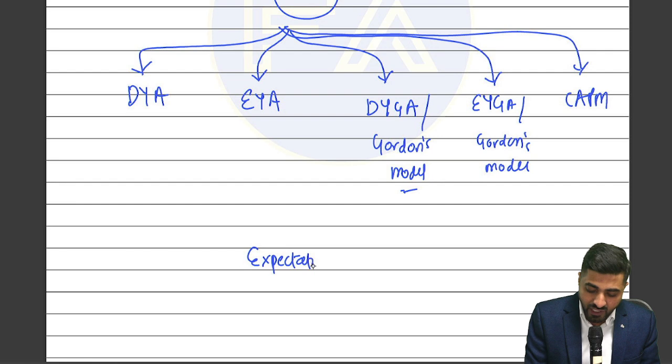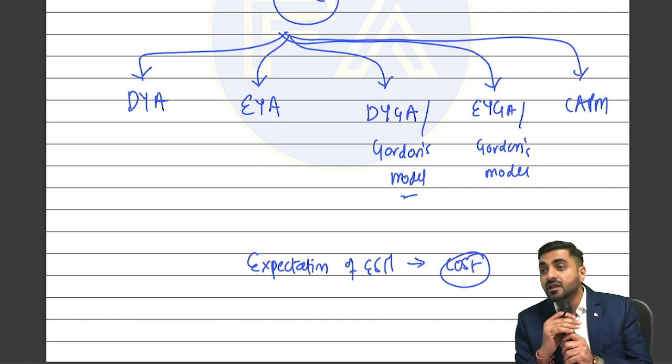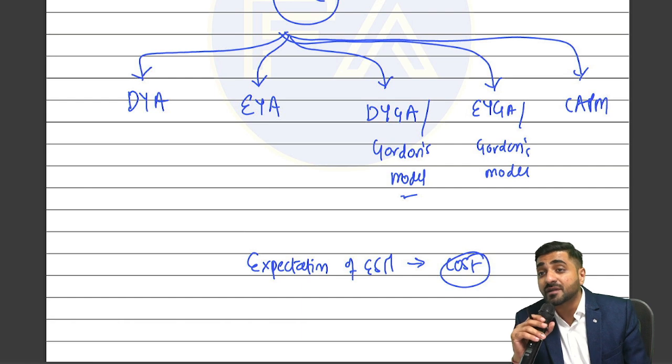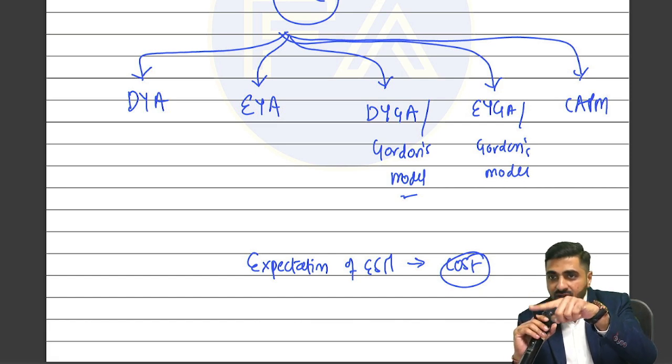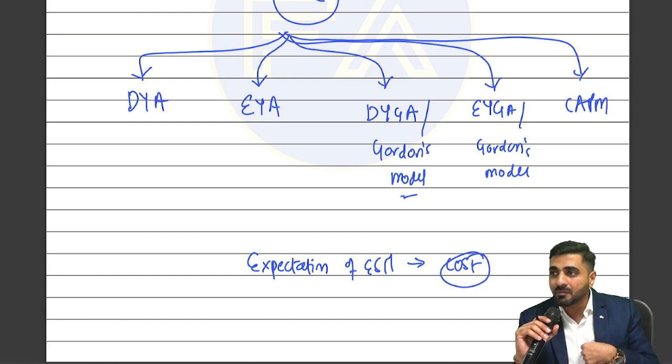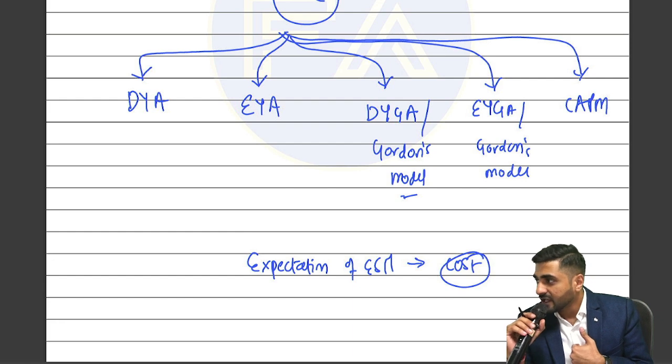The expectation of the equity shareholder actually becomes the cost for the company. Let me explain. I am the company, and you all are the equity shareholders. You have given me your money, so will you expect something? Give me money.